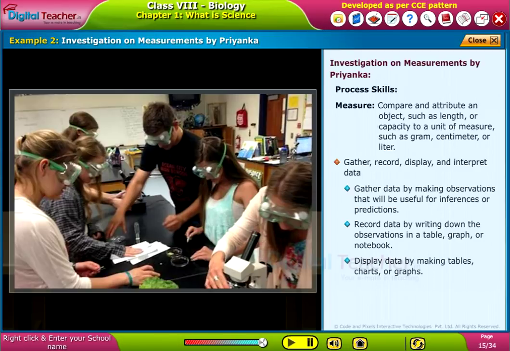Display data by making tables, charts, or graphs. Interpret data by drawing conclusions about what the data shows.